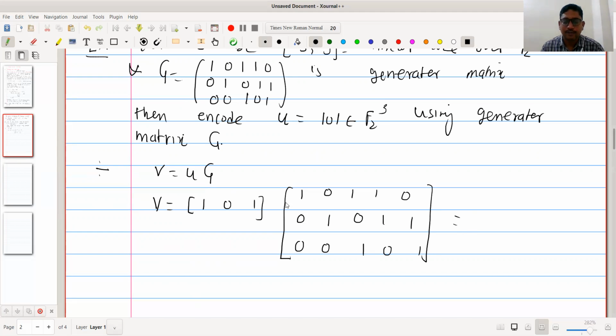And easily one can find this product. The row is multiplied to the first column. It gives 1. Row multiplied to second column gives 0. Row multiplied to third column, it is 1 plus 0 plus 1, 2 means 0. Row multiplied to the fourth column, 1 plus 0 plus 0, so it is 1. And row multiplied to the last column, we are multiplying this column, 1 into 0, 0 into 1, and 1 into 1.